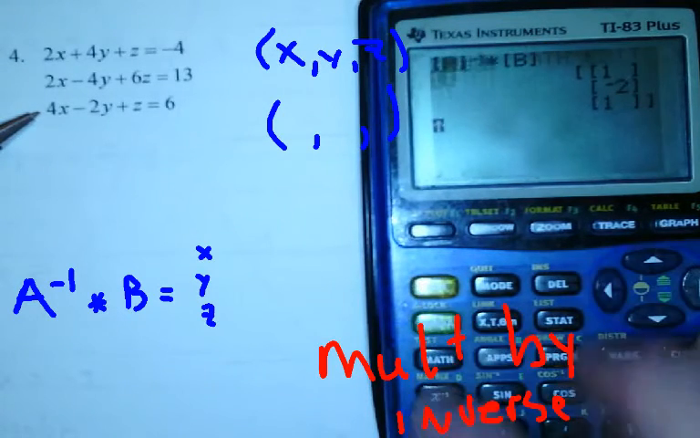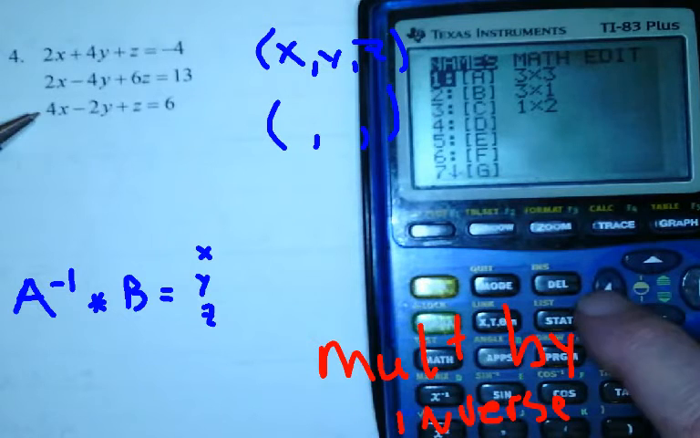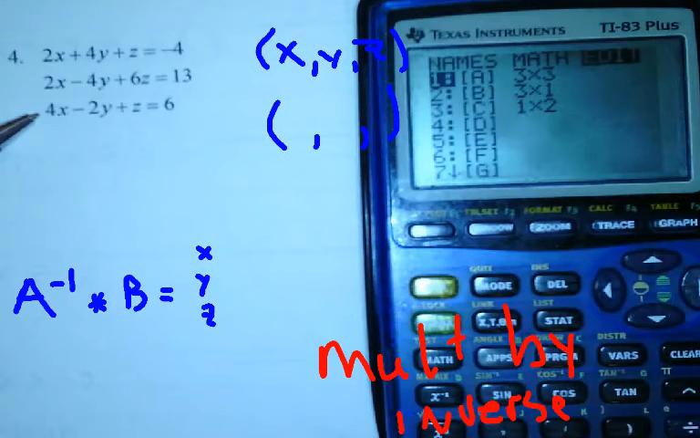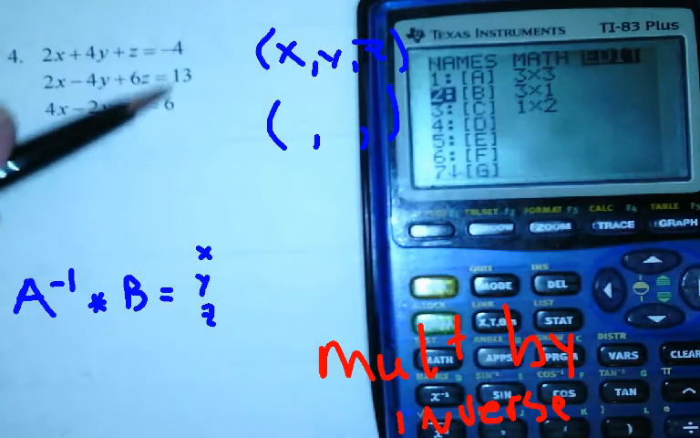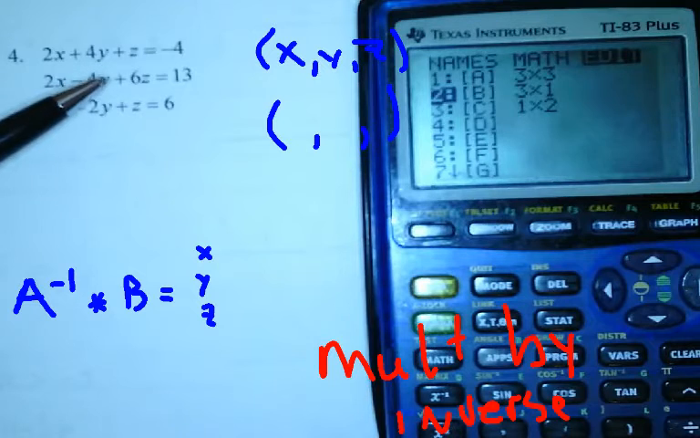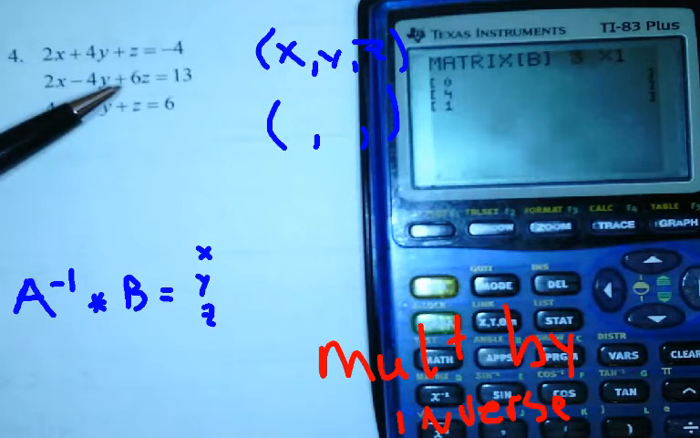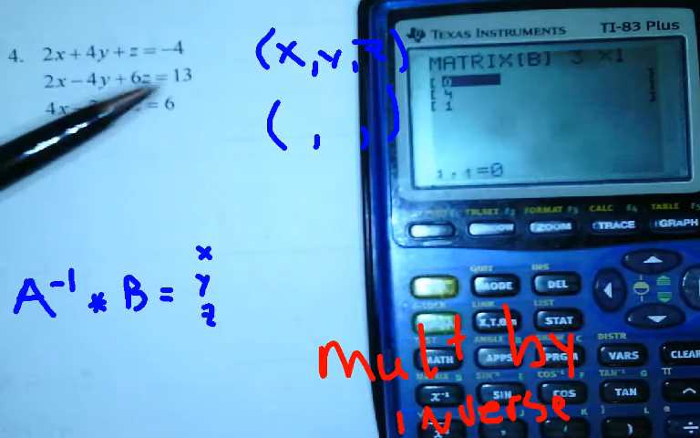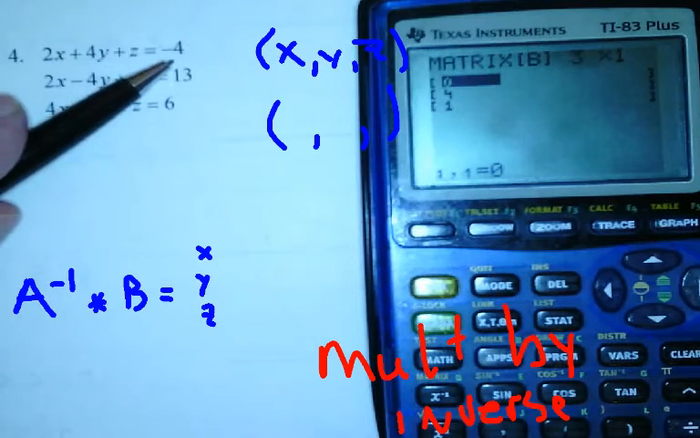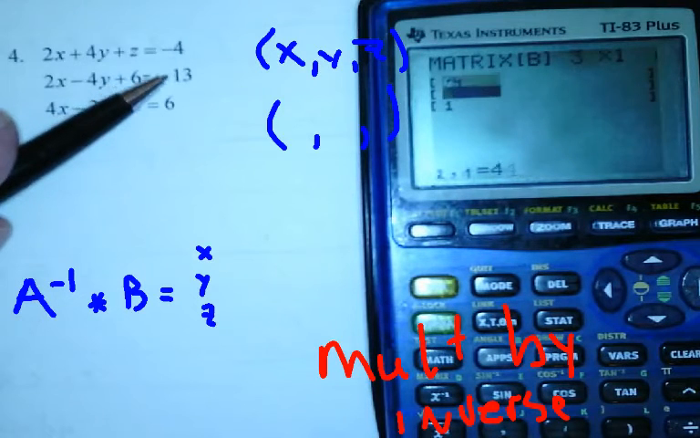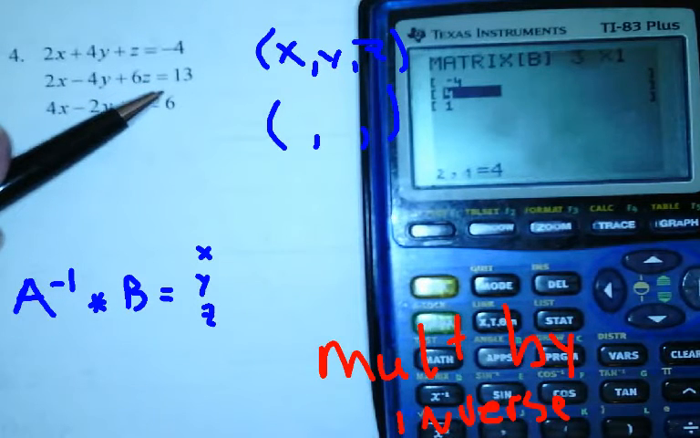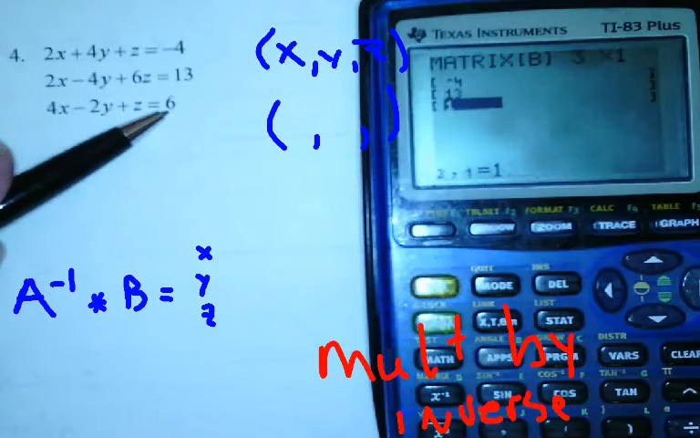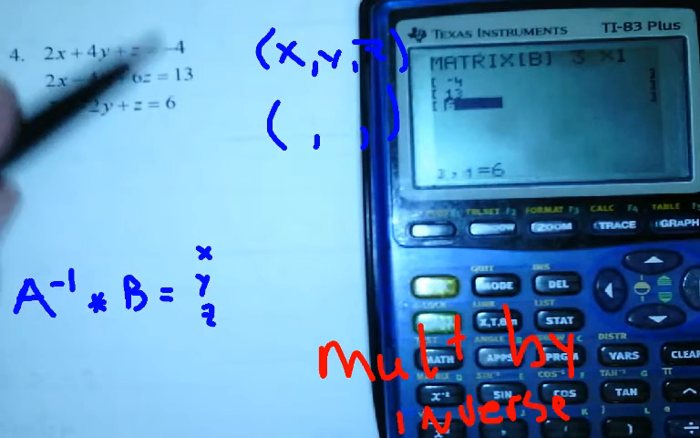Then we have to go back to our matrix button. And now we're going to put in matrix B, which is a 3 by 1 matrix. It's the answer matrix. You have to put the answer in there. So we're editing matrix B. It's 3 by 1. We've got -4, 13, and 6. There we go.